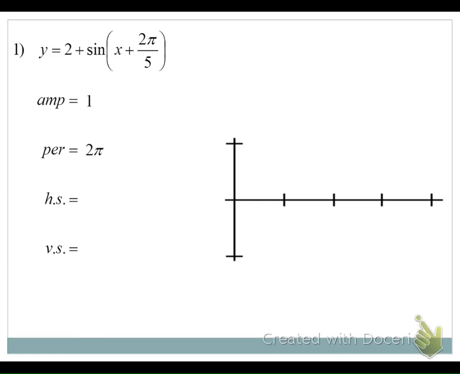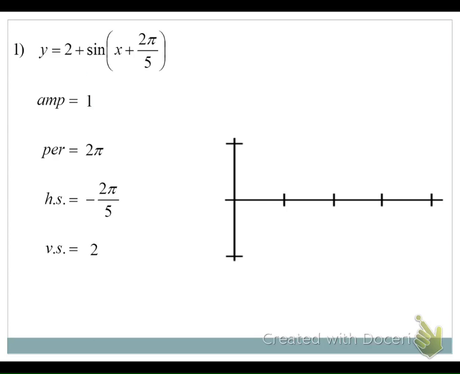The horizontal shift is opposite of what comes after X. So instead of adding 2 pi over 5 as my horizontal shift, I will subtract 2 pi over 5. The vertical shift is the K value, which is positive 2, so I have a positive 2 vertical shift.